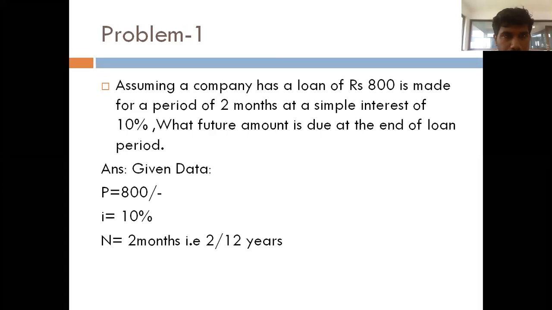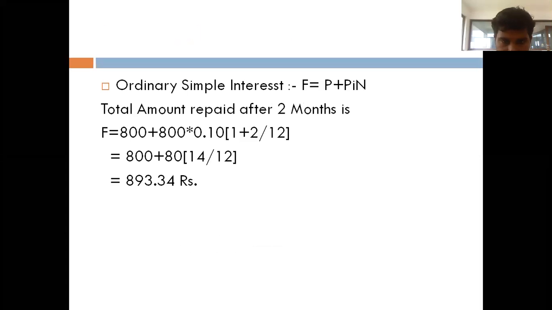So here is an example. A loan of 800 rupees is made for a period of 2 months at a simple interest of 10%. What will be the due amount at the end of the period? Given data: the principal amount, or the present money, is 800, i is 10%, and n equals 2 months, that is 2 by 12 years.